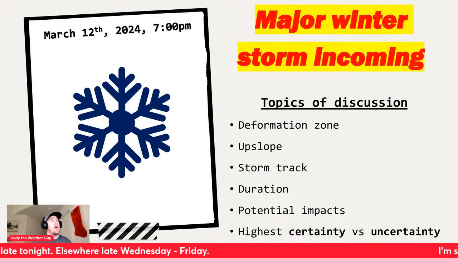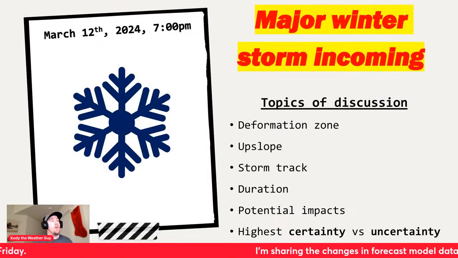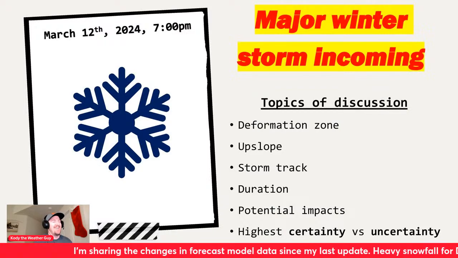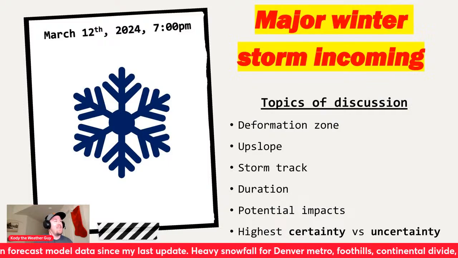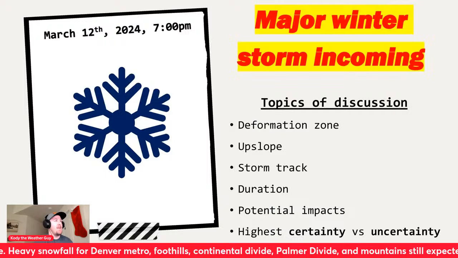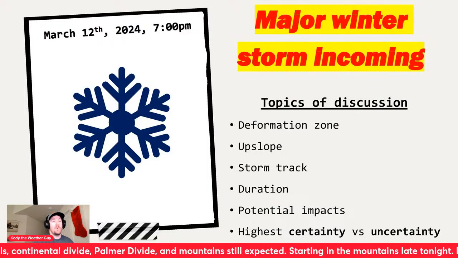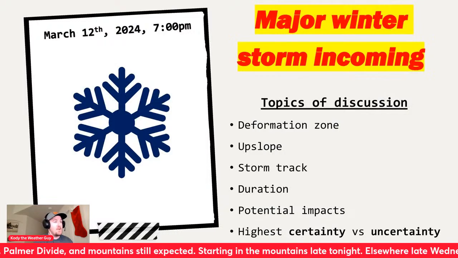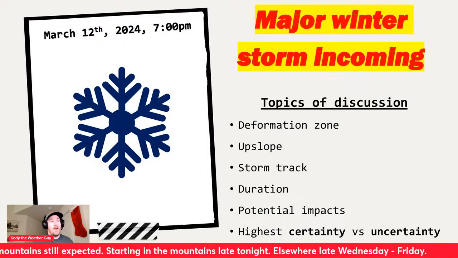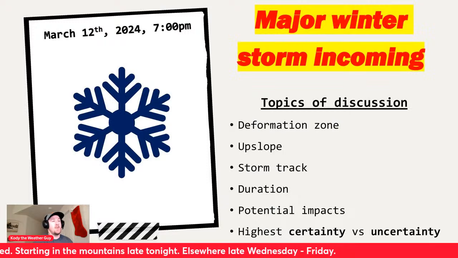The major winter storm is incoming, and these are going to be my topics of discussion. We're going to talk about something called the deformation zone. I just sounded like I was Canadian. I think I'm starting to morph into Dan from Letterkenny. We're going to talk upslope, storm track, duration, potential impacts, and then highest certainty versus highest uncertainty.